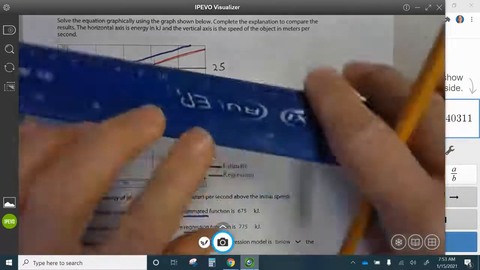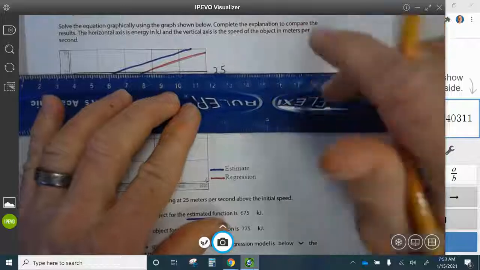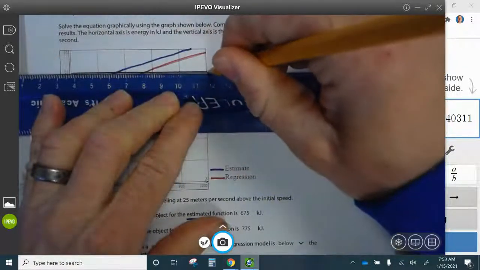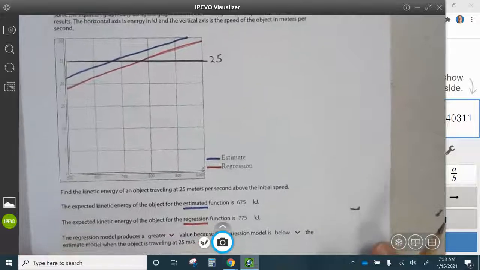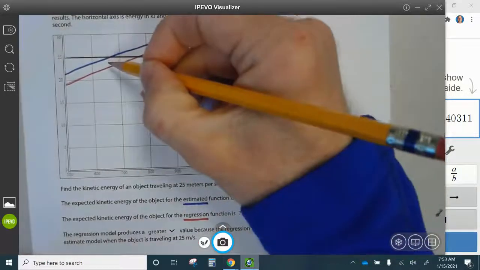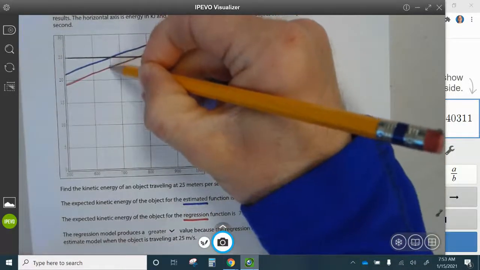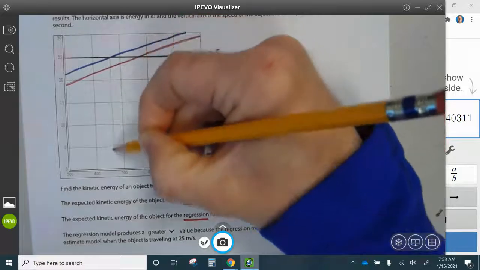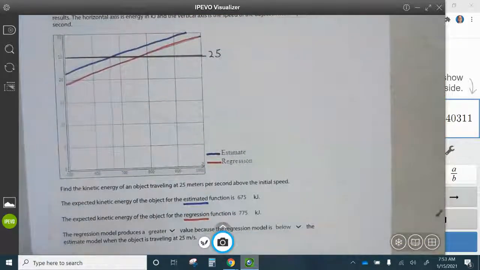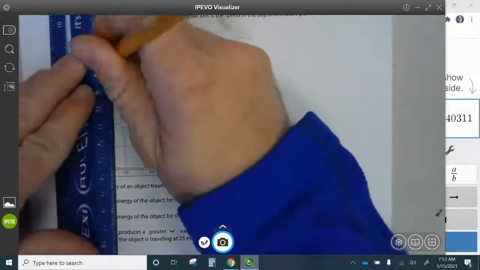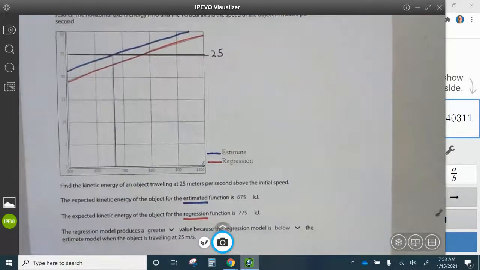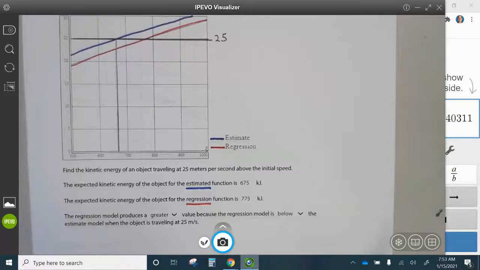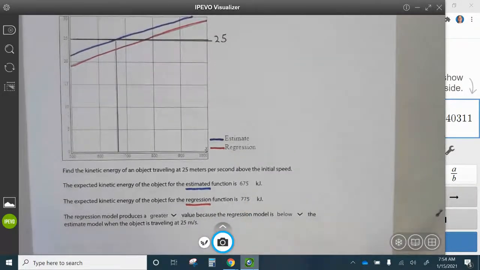Now it says find the kinetic energy of an object traveling at 25 meters per second above the initial speed. So again, we draw a horizontal line at 25, and we look for where they intersect. Well, they intersect the blue line right here, so we draw a vertical line down, and we can say the expected kinetic energy of the object for the estimated function is 675.